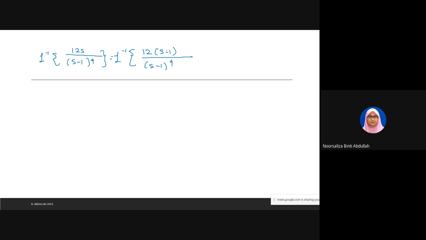Awak nampak tak? Sini kita ada S minus 1, this one kita ada S minus 1. Okay. Macam mana dia terus dapat S minus 1? Kejap, belum siap lagi. Tapi you nampak sini ada S minus 1, sini S minus 1 kan?